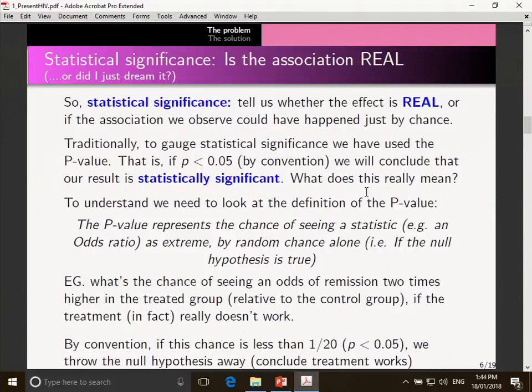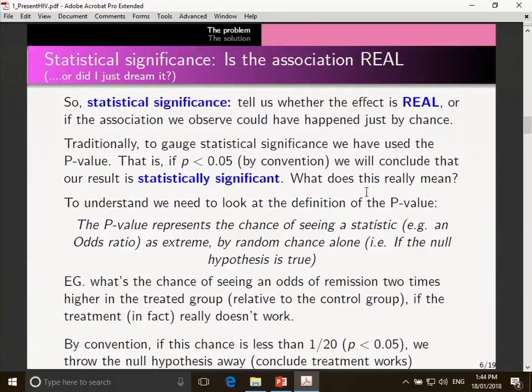traditionally we've used p-values to gauge statistical significance. So if p is less than 0.05 by convention, we will conclude that our result is statistically significant. The problem is, what does this really mean? To understand, I guess we have to think about the formal definition of a p-value, which no one really ever thinks about. I mean, I don't even think about it that often myself. So what is a p-value? A p-value represents the chance of seeing a statistic, for example, an effect size, as extreme by random chance alone. That is, if the null hypothesis is true.